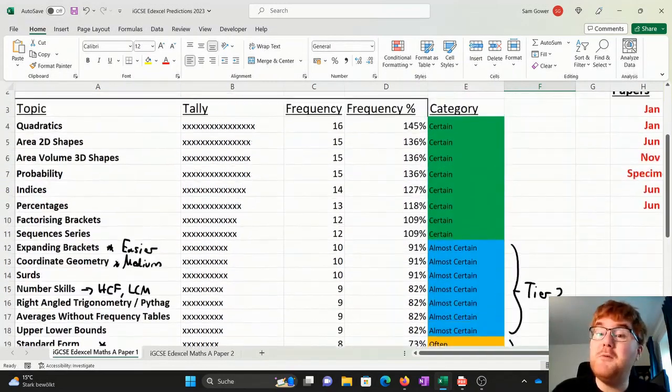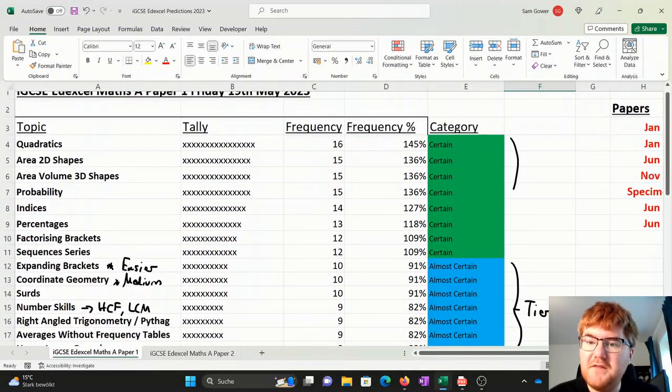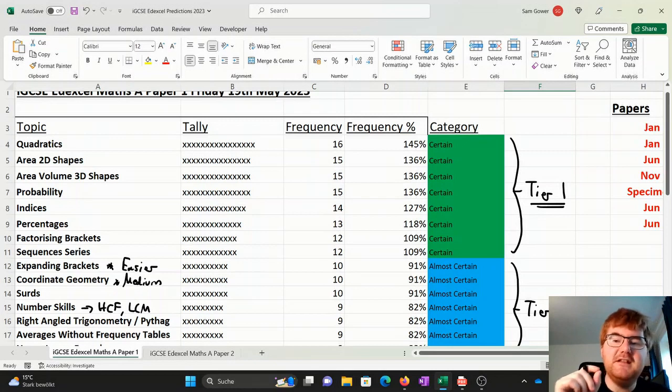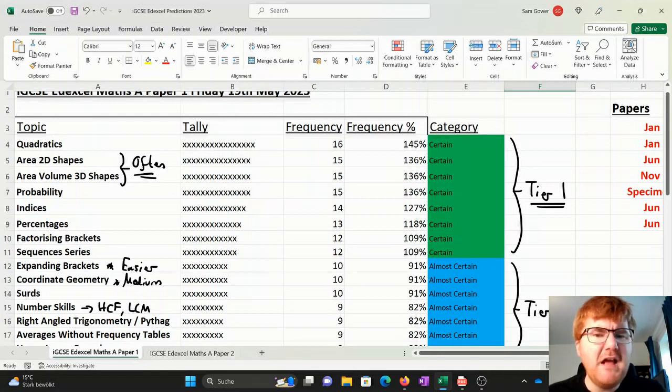Now, scrolling up to what you've been waiting for, of course, is our tier 1 category. This is where you should start your revision. You can see each of the percentages here for these green topics are more than 100%, therefore I'm classifying this as certain. Within this, these two really deserve your attention: working out the area of 2D shapes, and the area or surface area of 3D shapes and volume. They come up very, very often, and can also be some of the harder questions on the course. So if you're looking to get those real top grades, the topics to focus on are these two here.